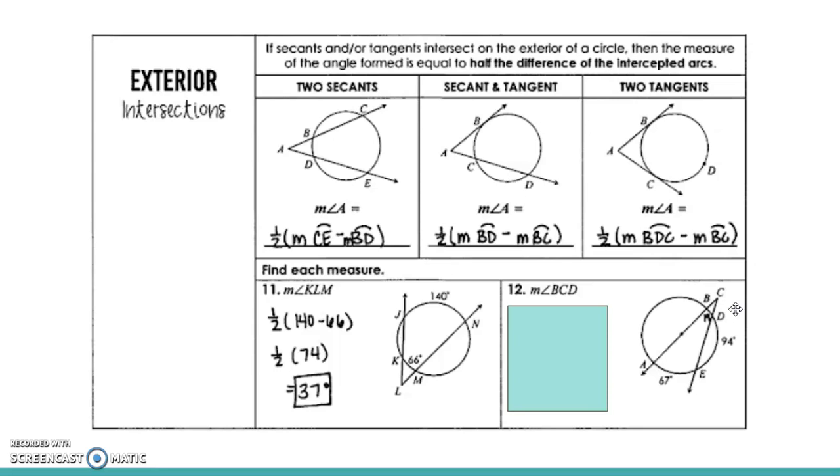For number 12, angle BCD, again, that little one up in there, we have to subtract those arc measures. In order to subtract the arc measures, I did need to first figure out what that little arc BD was. AE, ED, and BD all add together to be 180 degrees. So I subtracted 67 and 94 to get 19. Once we do that, we're going to subtract those arcs, and then we're going to cut that in half to find that our angle is 24 degrees.